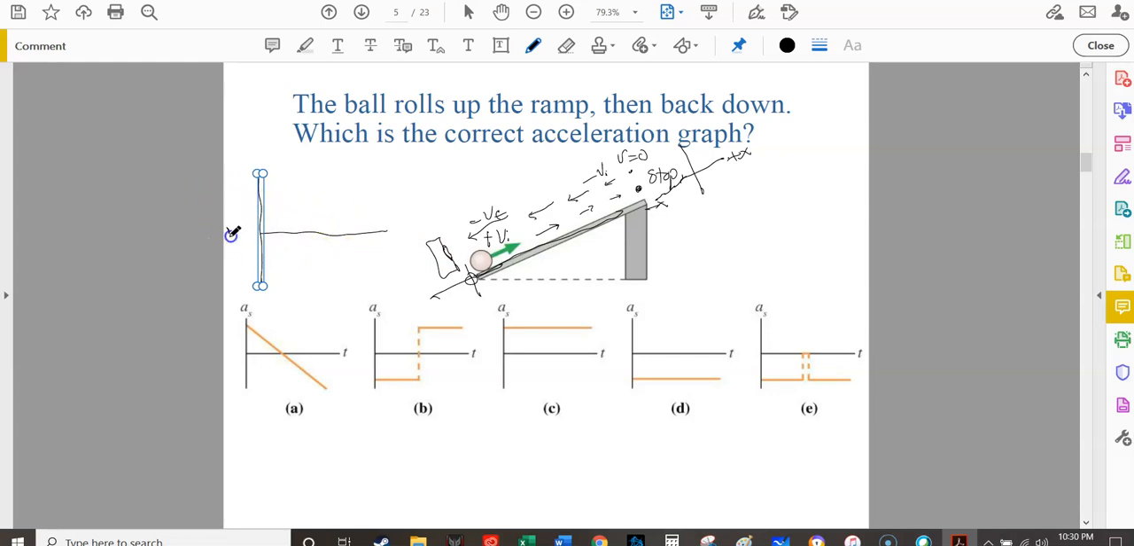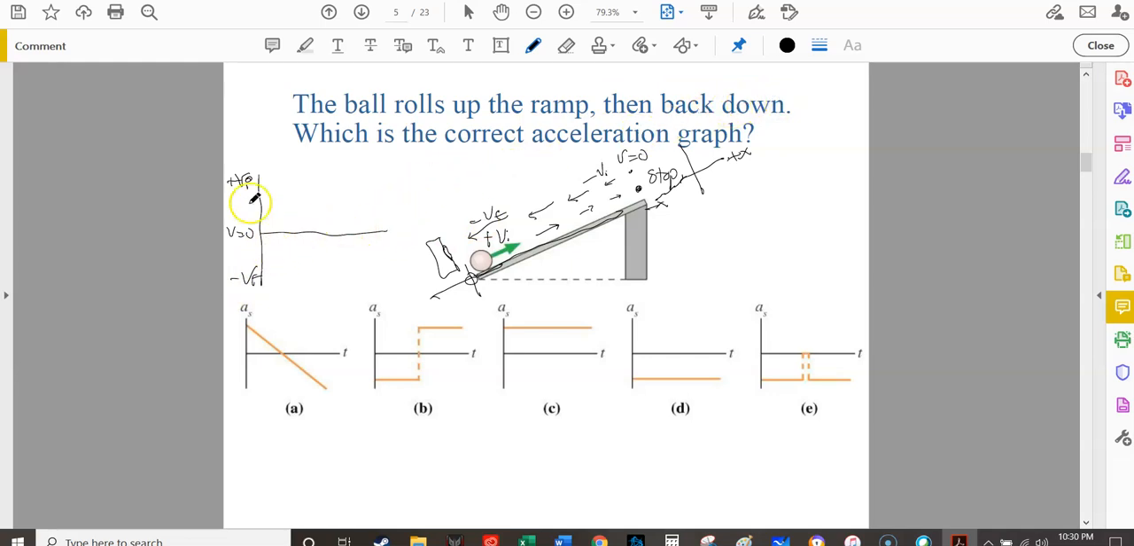And this is velocity is equal to 0. This is a positive velocity. This is a negative velocity, okay? And this will be the initial velocity, and this will be the ultimate final velocity here. The initial velocity is this green one. The negative final velocity is this bottom one, okay?